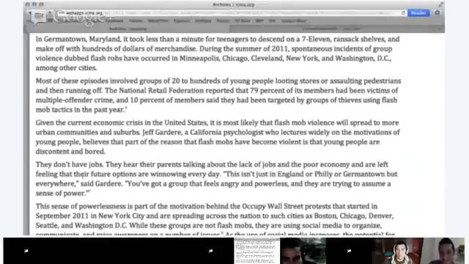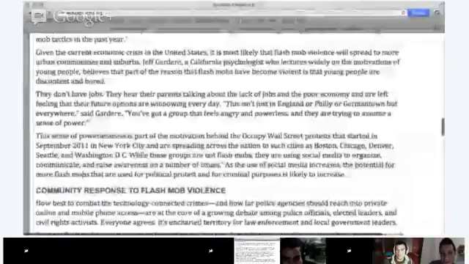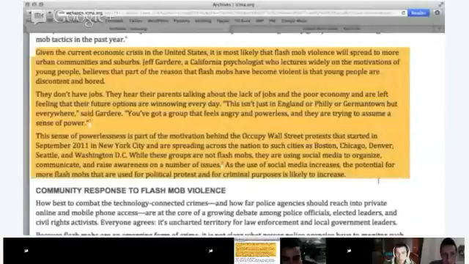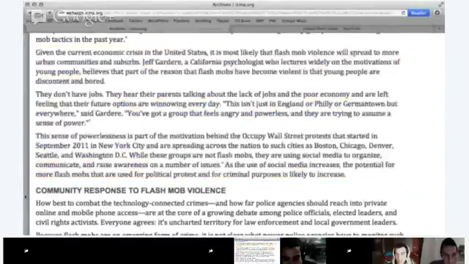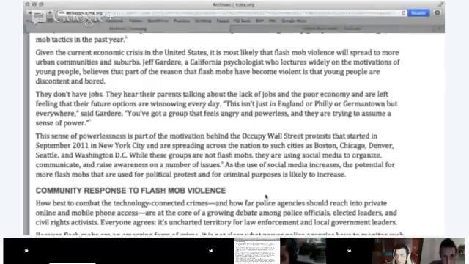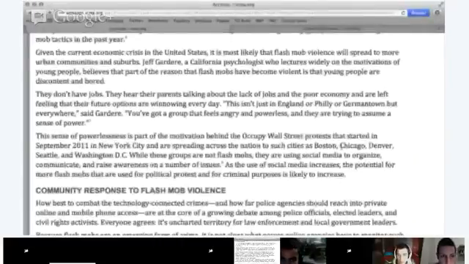Okay, so would anyone like to finish up this section for us? Yeah, I do. Given the current economic crisis in the United States, it is most likely the flash mob violence will spread to more urban communities and suburbs. Jeff Carter, a California psychologist who lectures widely on the motivations of young people, believes that part of the reason that flash mobs have become violent is that young people are discontent and bored.